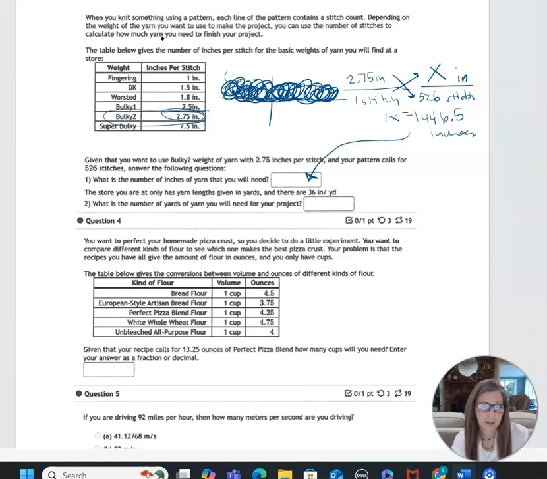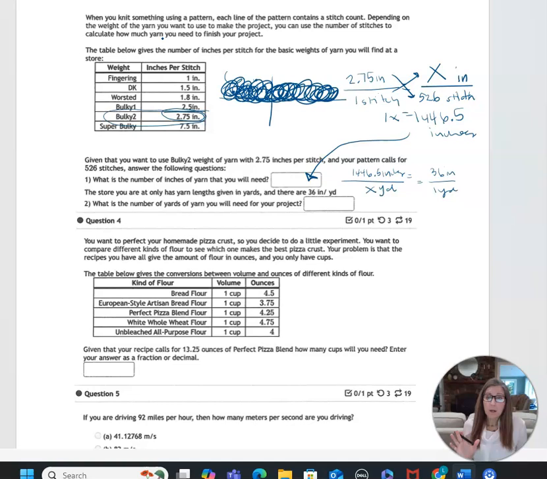So again, I'm going to set up a proportion, lots of ways to do this. So we have 1,446.5 inches, and we want to know how many yards of fabric that would be. And we're told right here that there are 36 inches in 1 yard. So we'll put an X.